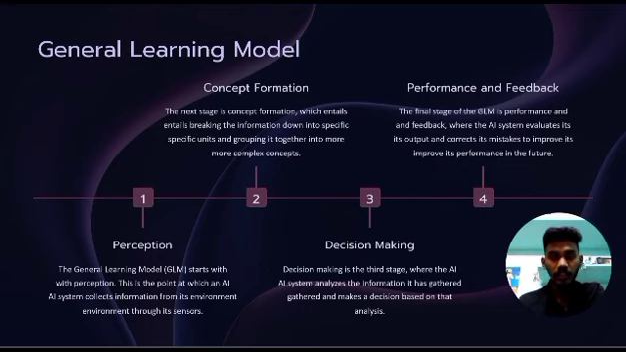And the third one is decision making. Decision making is the third stage where the AI system analyzes the information it has gathered and makes decisions based on that analysis. And the fourth one is performance and feedback. The final stage of the general learning model is performance and feedback, where an AI system evaluates the output and corrects mistakes to improve its performance in future.